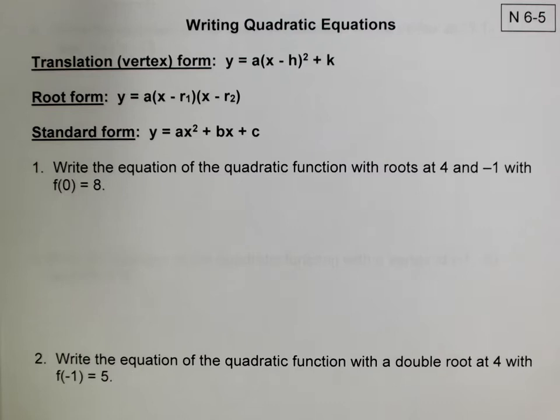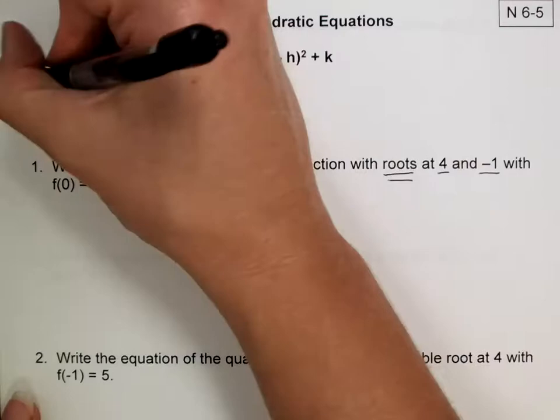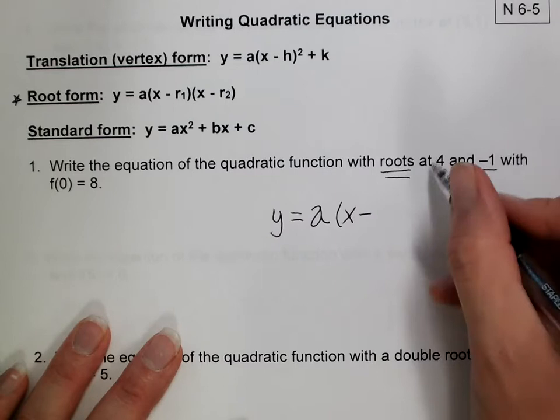To start with, we're going to be nice and easy, and they're going to give you special points here. Question number one says, write the equation of a quadratic function with roots at 4 and negative 1. If those are my roots, I can use root form to write my quadratic equation. So my equation is going to be y equals some number times x minus 4 and x minus a negative 1, or plus 1.